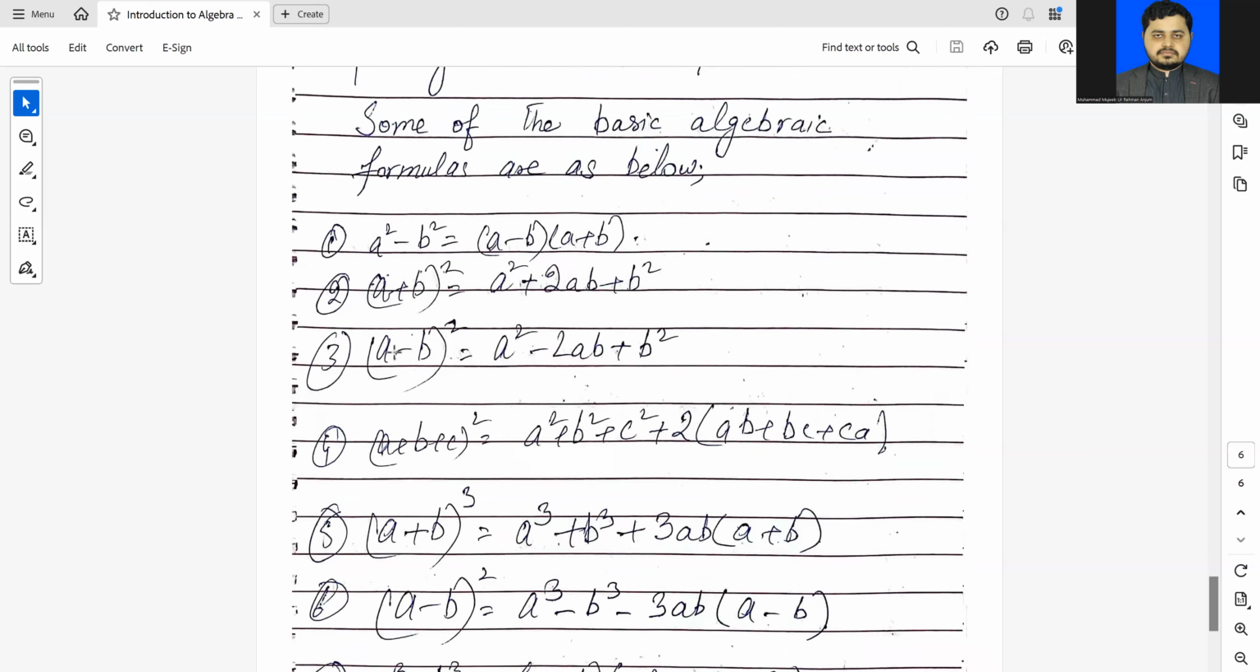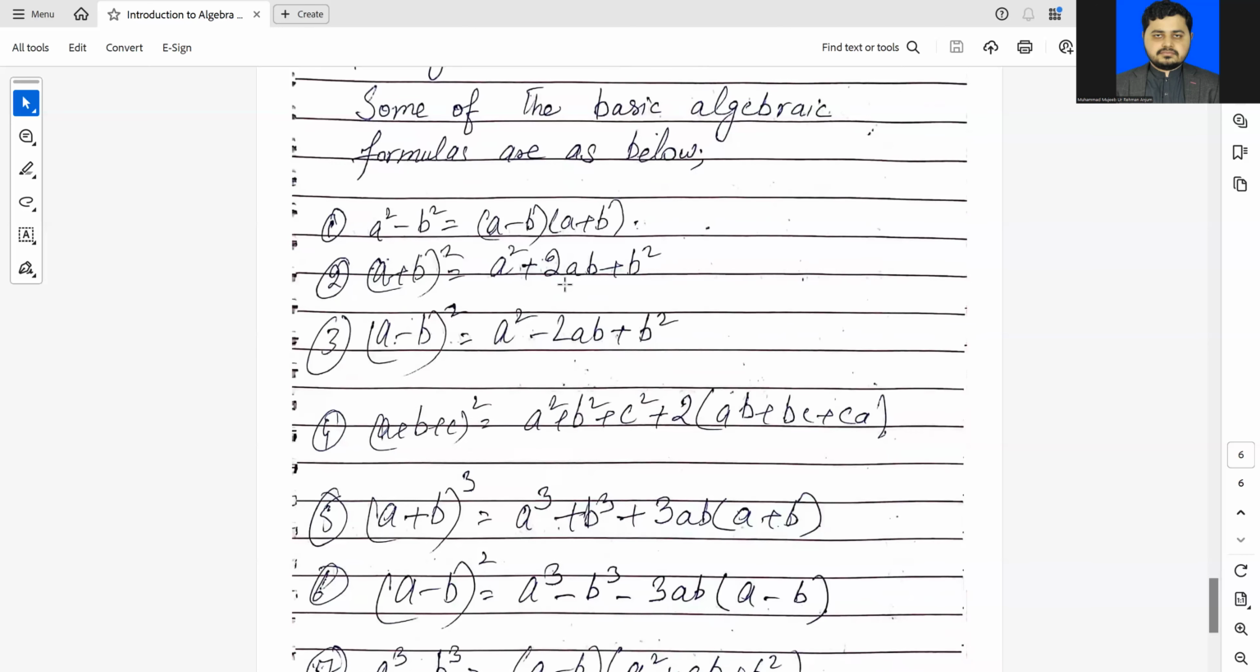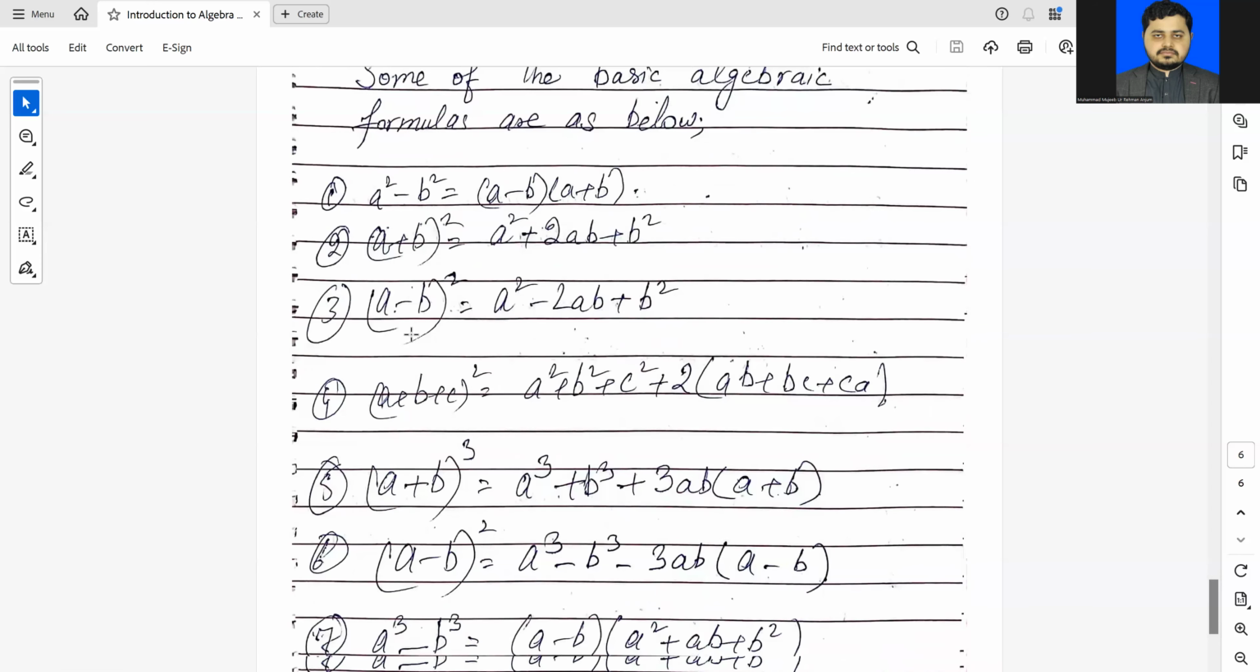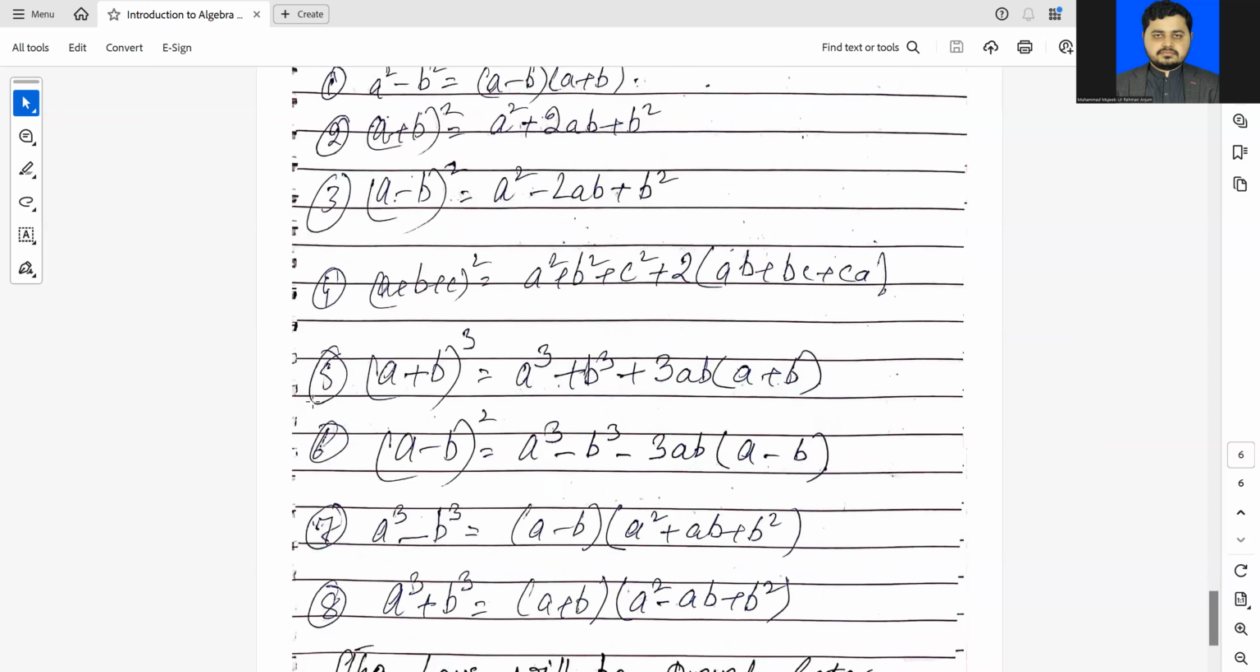Which is a plus b whole square equals a square plus 2ab plus b square. If there is a minus between a and b, then there is only a difference of minus along with the term 2ab, and the rest remains the same. Okay.